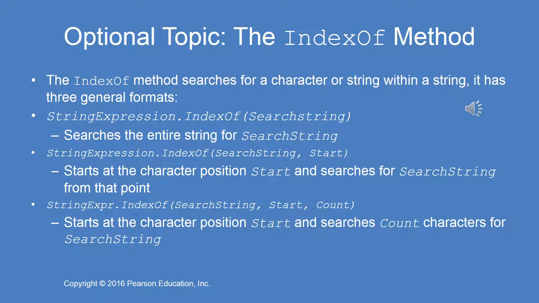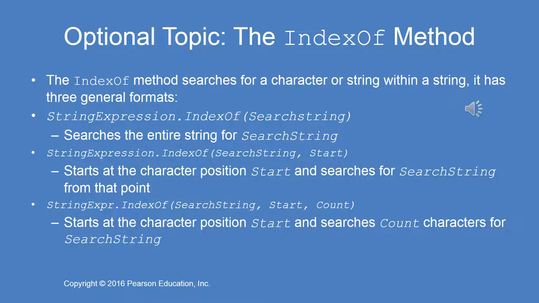The IndexOf method searches for a specific character or a string within a string, and it has the following formats. The first format, which is just one argument passed to the method, is the string being searched for. String expression dot IndexOf, and then in the parentheses, you'd put a string in double quotation marks. It would find the index of the original string where that begins.